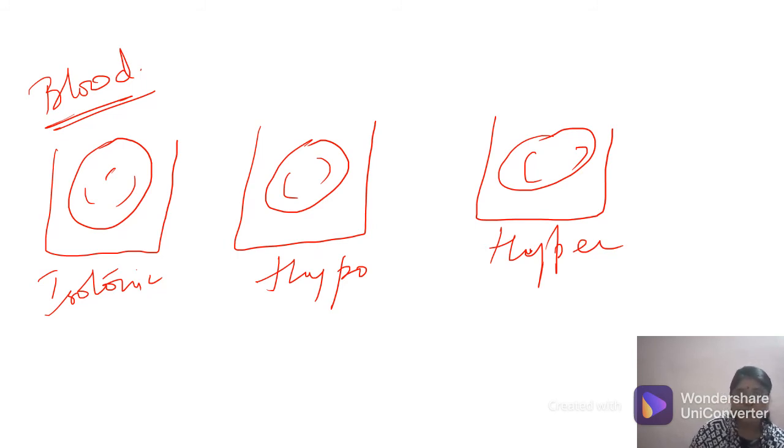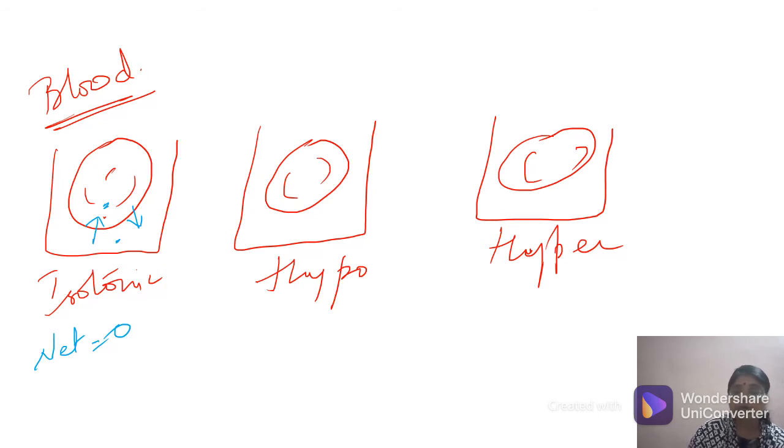Here what will happen? Since it is isotonic, the concentration inside the cell and outside the cell is the same. So the net movement, it's not that there won't be any movement of water molecules. There will be movement, but the net movement will be 0. So water molecules will just exchange. An equal number will go inside and an equal number will come outside.